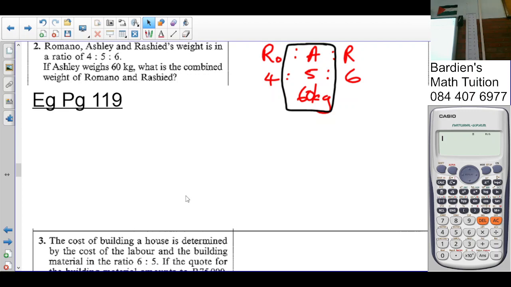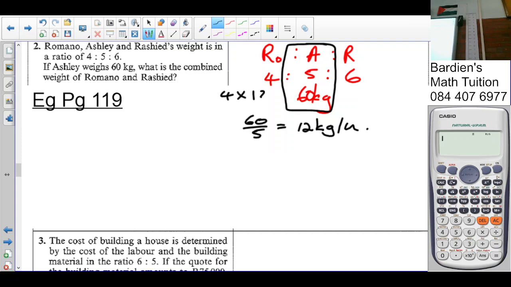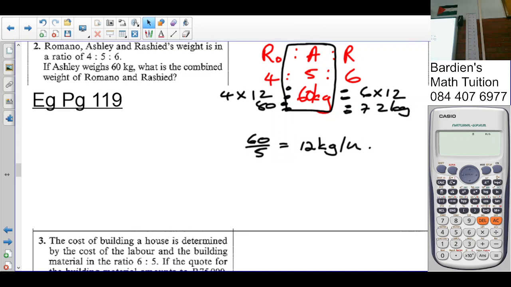Right, so what do we do? We say 60 divided by 5, which gives us 12 kilograms per unit. So Romano is 4 of those, not so? So 4 times 12, and 6 times 12, which is 72. Sorry? 4 times 12 is 48.